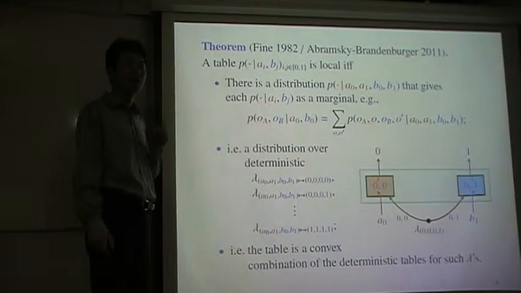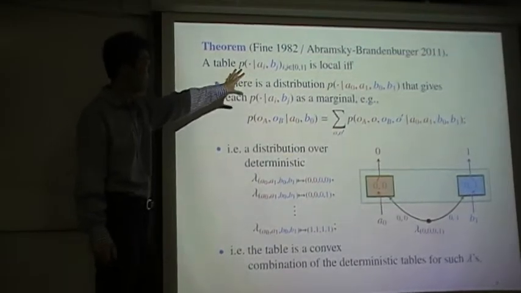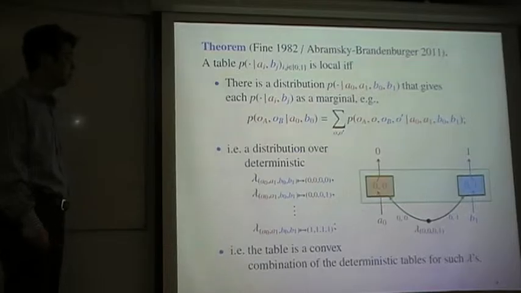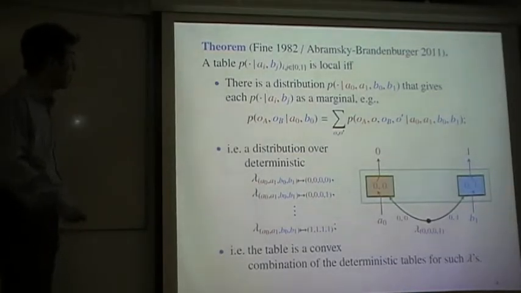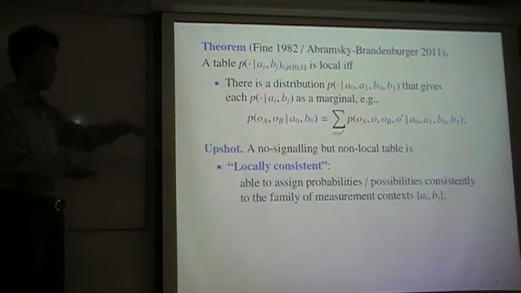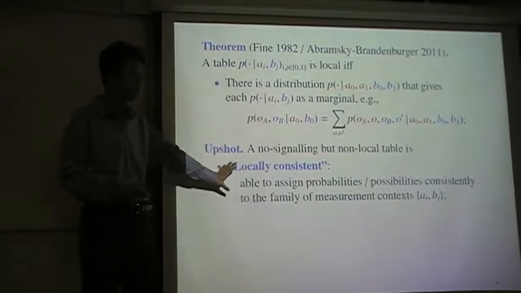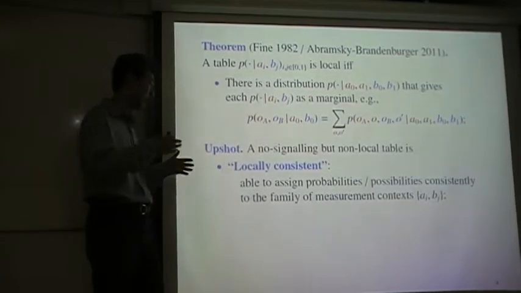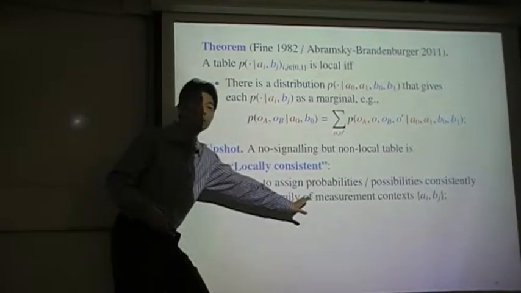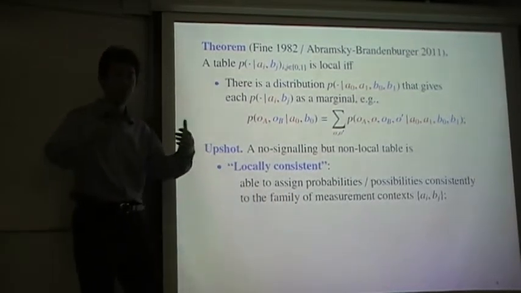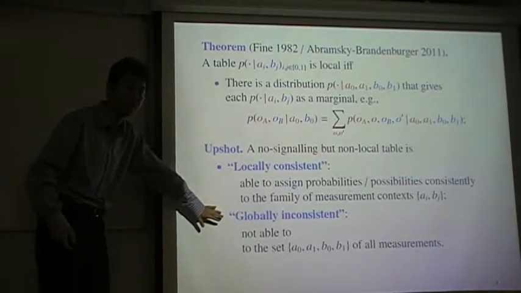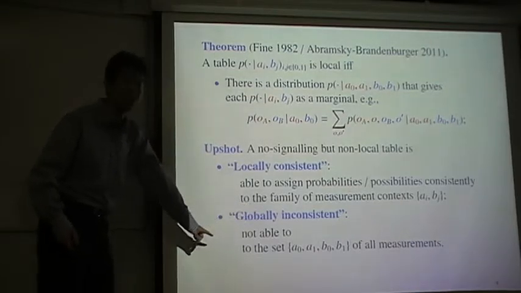This is a theorem stating that a local hidden variable theory can be characterized by this distribution. Not too hard to show, but I don't have time to show it. Let me give you a more conceptual upshot of this theorem. No-signaling tables that are non-local are locally consistent, in the sense that they can assign probabilities or possibilities consistently within the family of small sets of measurements, and then the intersections will be consistent and so on. That's no signaling. But then they are globally inconsistent, in the sense that they cannot be extended to the entire set of all the measurements.